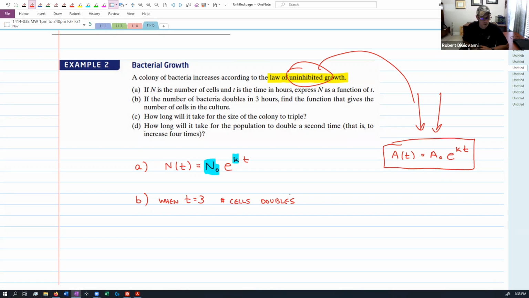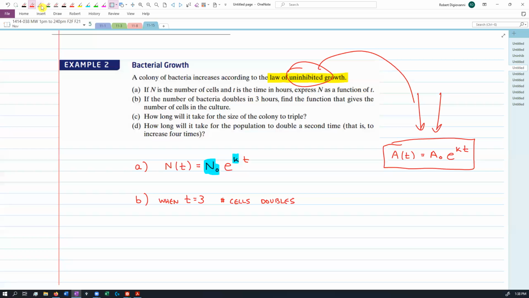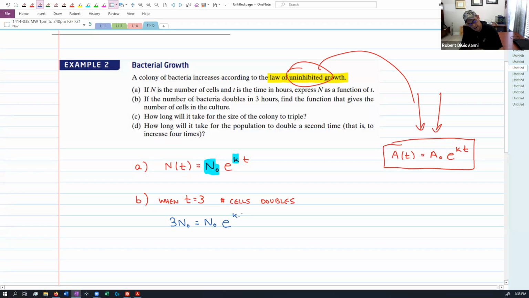So what equation can I write down now? See if anyone gets this. 3n equals n, the initial n, e to the 3k. I'm going to do k times 3, but yes, it's the same thing. Okay, very good. All we're doing is replacing t with 3. We know that t has to be 3. K, we still don't know.